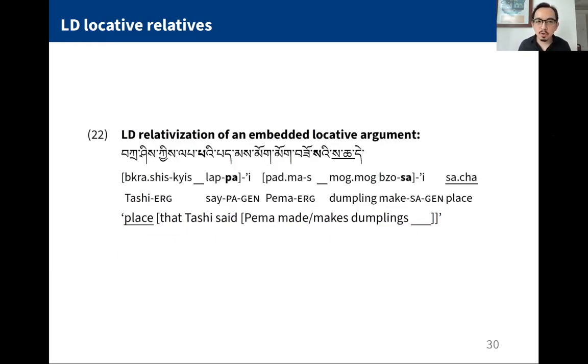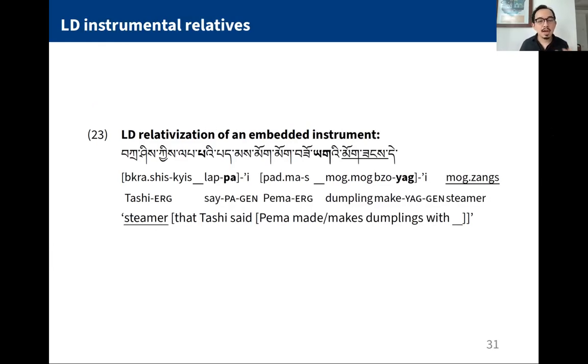The exact same pattern holds for other types of long distance relatives. So here's a long distance locative relative, tashiki lappe peme momo su se sacha. So the place that Tashi said Pema made or makes dumplings, or here the steamer that Tashi said Pema made or makes dumplings with. In all of these cases, we get pa on the higher verb and the more specific locative relative marker sa or instrument relative marker ya on the lower verb.